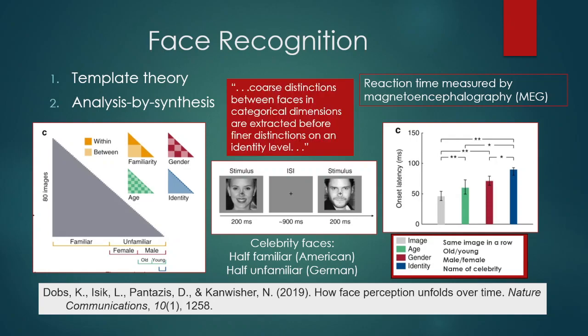And what the researchers concluded is that coarse distinctions between faces in categorical dimensions are extracted before finer distinctions on an identity level. So if we just focus on characteristics of the individual, not that I saw this picture before, which is the gray bar, but instead we focus on characteristics of the individual: are they old or are they young? Are they male or are they female? Those happen really quickly, and those are coarse, broad distinctions between people that we make very unconsciously and very quickly. This analysis by synthesis model says we do these kinds of analyses based on just global characteristics, right? Like overall, very unconscious, very unintentional. It just happens really quickly that we can make those judgments about age and sex.